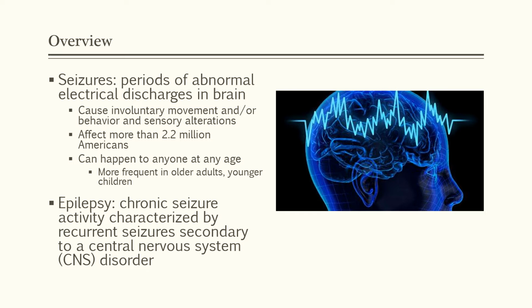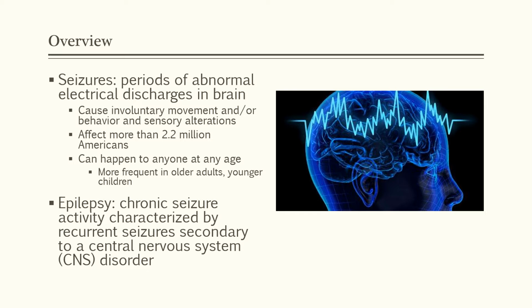The involuntary movements may encompass the whole body or just certain areas, such as the right arm. These involuntary movements are what most people think of when they think about seizures. However, seizure activity can manifest as altered level of consciousness, changes in behavior, or sensory alterations that only the patient can notice. An estimated 2.2 million people in the United States are affected with seizure disorders.